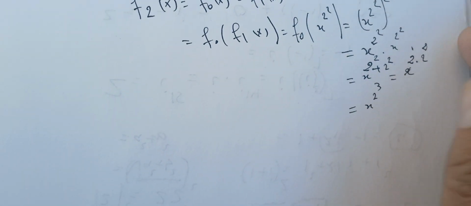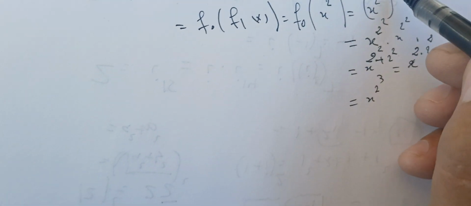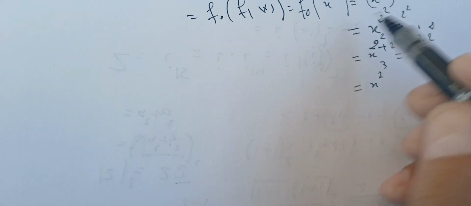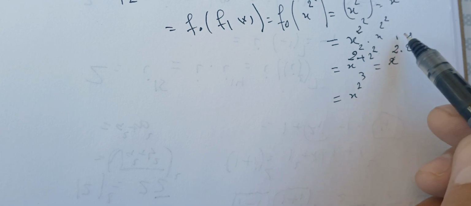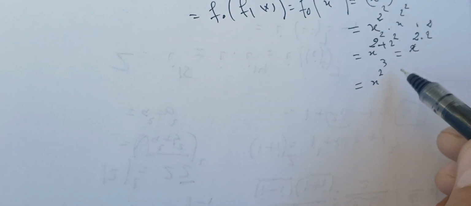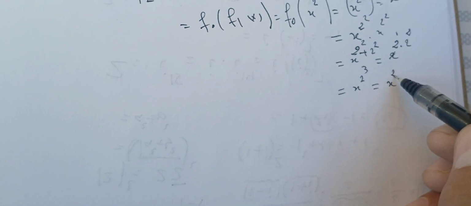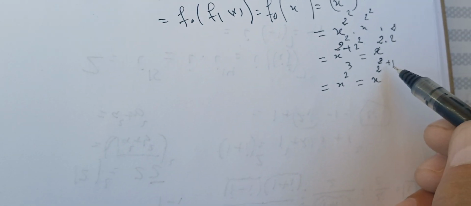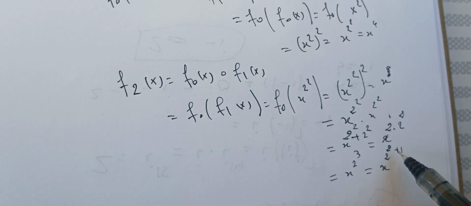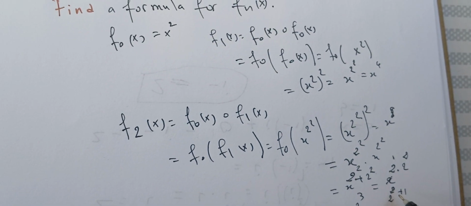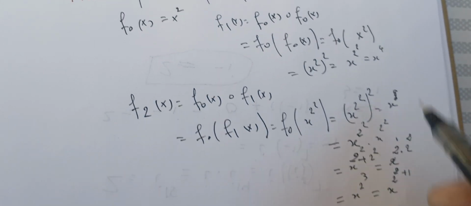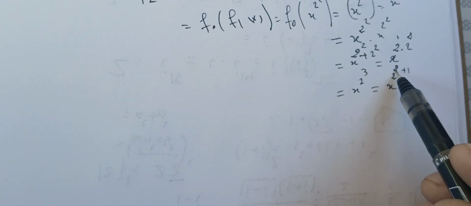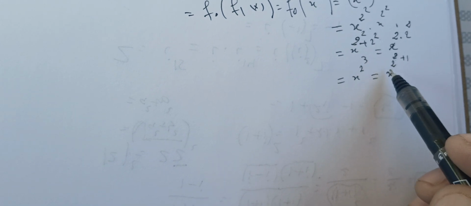Or I could have saved everything from here without going through all this algebra by just saying this is x to the power 4 squared, which is 8. Okay? But I'm doing it this way because I want to see a formula here. I can write this one as x squared to the power 2 plus 1. The same thing here, but this means that I might get something like this.